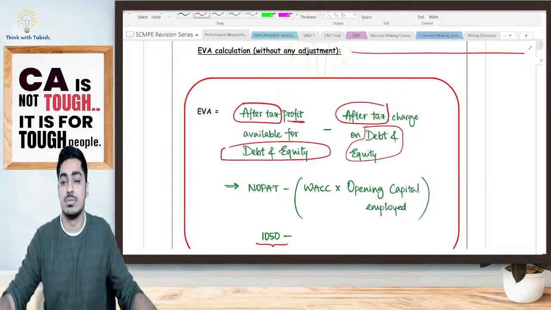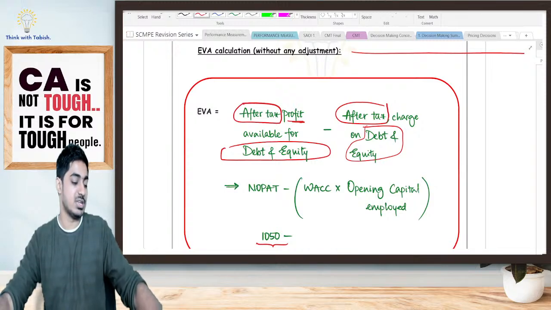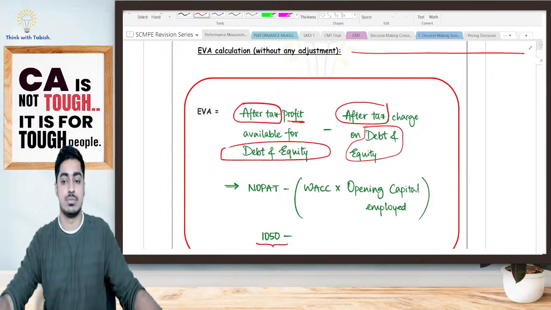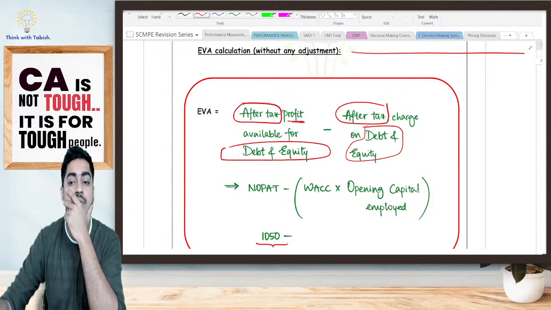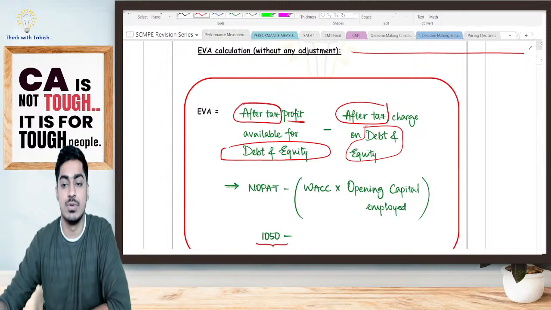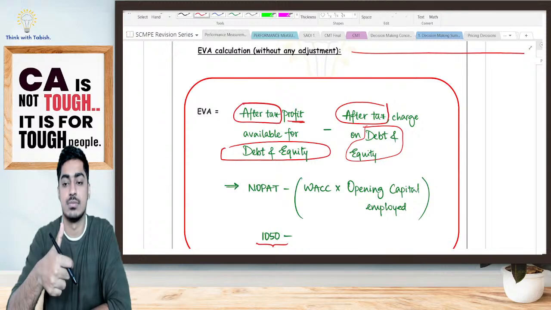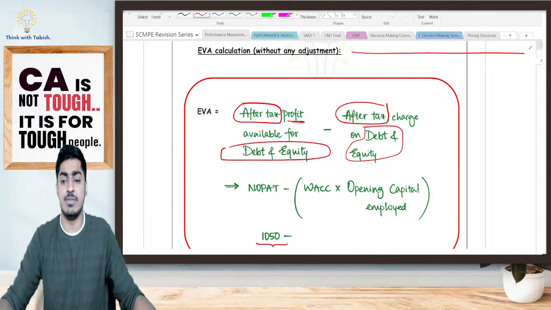Is there a struck in the video? Is there still a struck in the video? Let me just see what is happening with the data. Why is my data this slow? Give me a minute, students. How is it, students? How is the video now? Is it fine now? Is it fine, everyone? You want me to repeat EVA as a concept again? Okay.